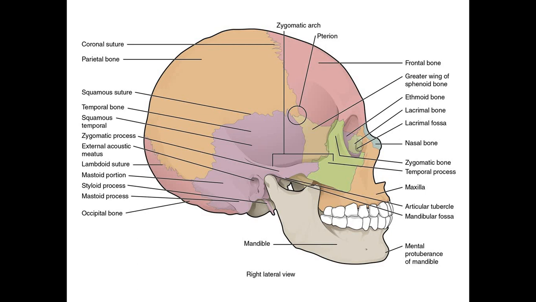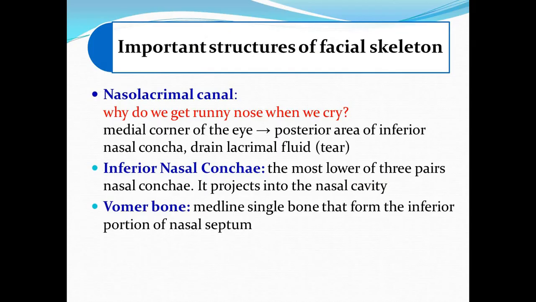This is a lateral view of our skull. This is the nasal bone, the maxilla, zygomatic bone, and the mandible. This is the temporomandibular joint. Later on, we'll talk about the mandible and the temporomandibular joint and its specific and detailed structures. Here, let's talk about some important structures of the internal facial skeleton, including first the nasolacrimal canal.